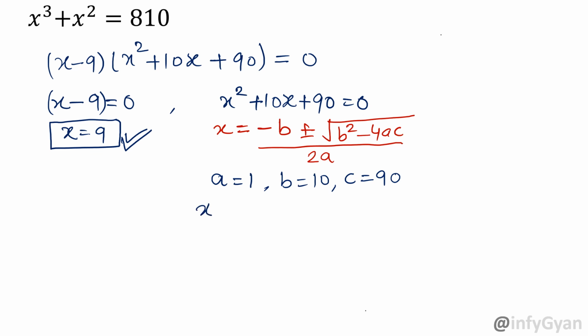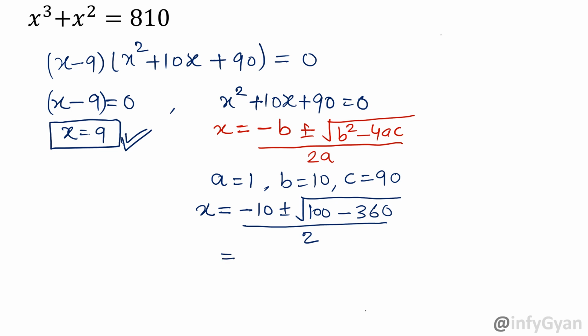Let's find out. x is equal to minus b, so minus 10 plus minus square root of b square, which will be 100, 10 square is 100, minus 4ac, so 360. 4 times 9 is 36, one more 0, divided by 2a, so 2. Now you can see minus 10 plus minus square root of this negative 260 over 2.